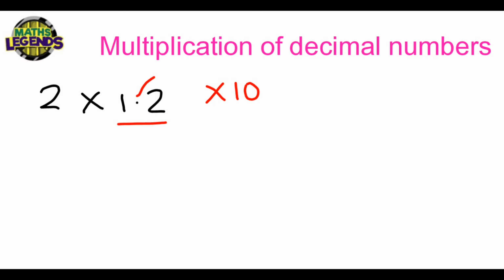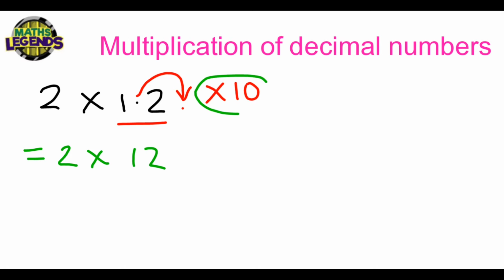Multiplication of decimal numbers. Let's say we have the question 2 times 1.2. So here we have a decimal point. When we come to multiplying, we can multiply whole numbers using the grid method. So to make this number a whole number, we need to multiply it by 10 so that we can take the decimal point across 1 over here. So this now becomes 2 times 12.